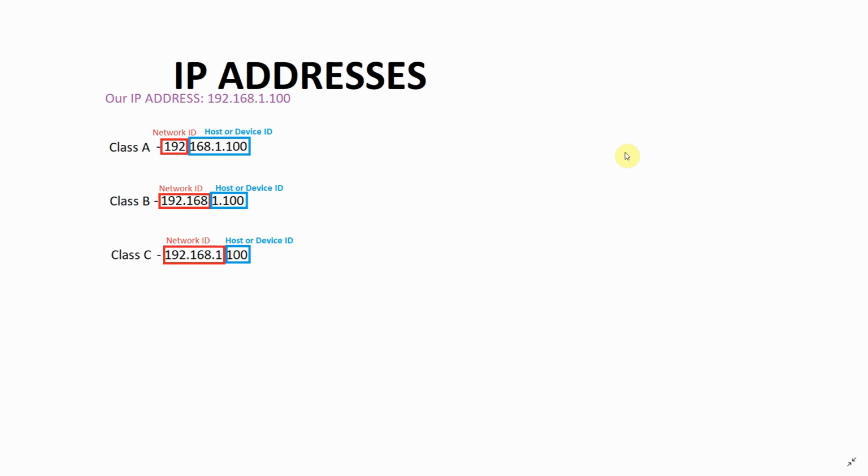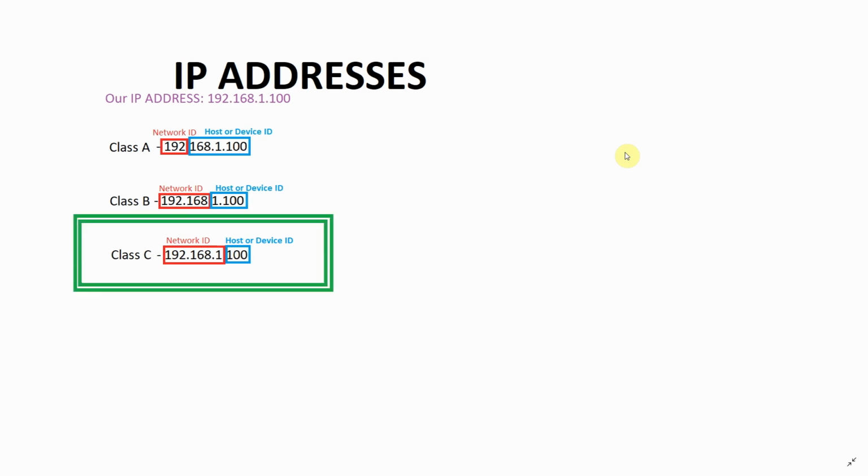So if it's a class C address and our address is 192.168.1.100, 192.168.1 is our network. And then our PLC has a device ID of 100. Okay, class C IP addresses are probably going to be the most common class you're going to come across.